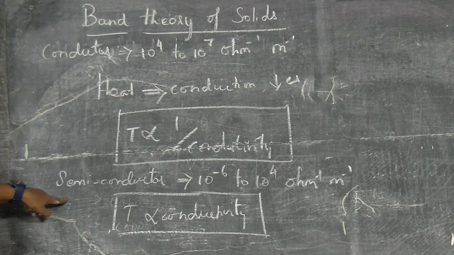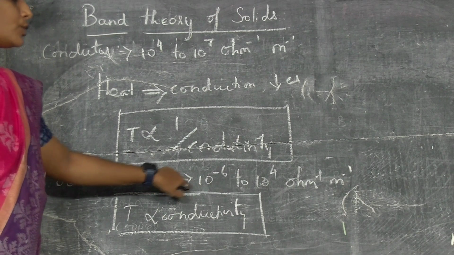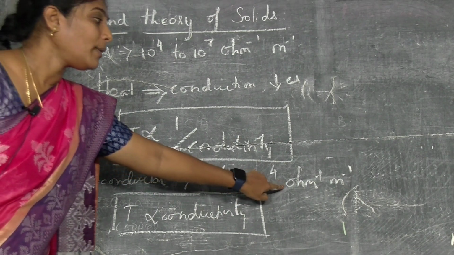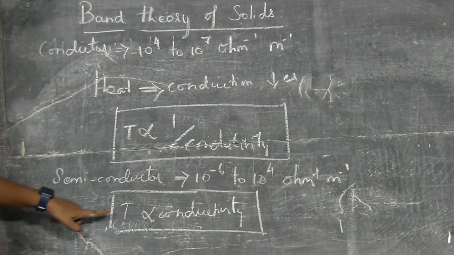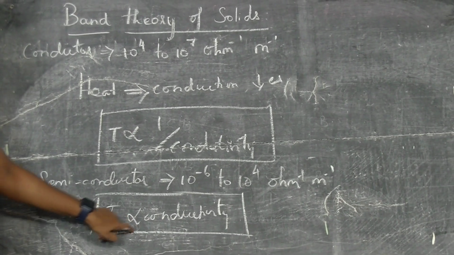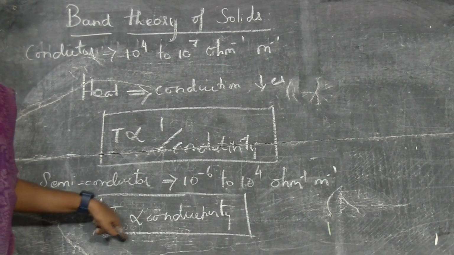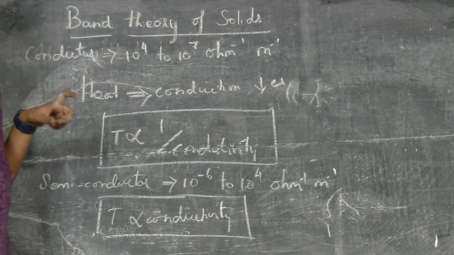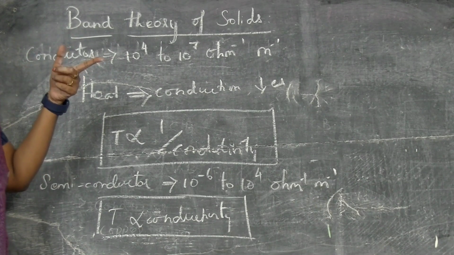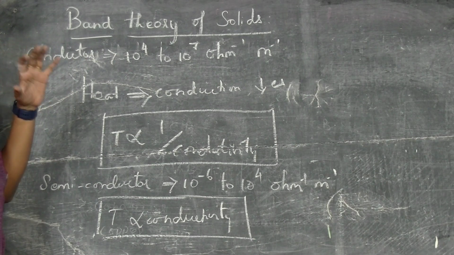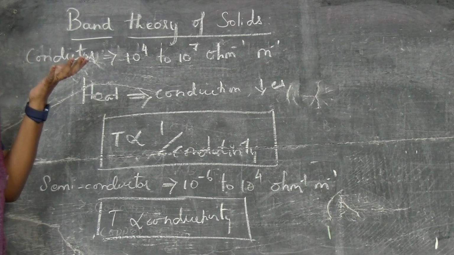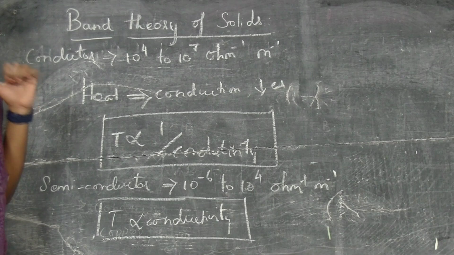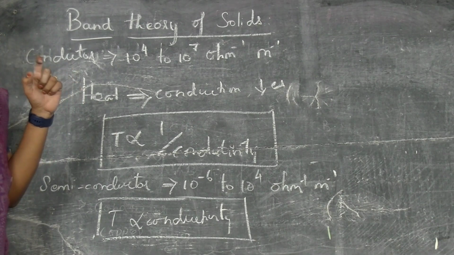In the case of a semiconductor, it has the range of 10 power minus 6 to 10 power 4 ohm inverse meter inverse. So temperature is directly proportional to conductivity. It is because we have already seen that there is a little bit of energy gap between the valence band and conduction band. So the valence electrons present in the valence band cannot easily move to the conduction band to conduct electricity. So we have to give an external source for that.